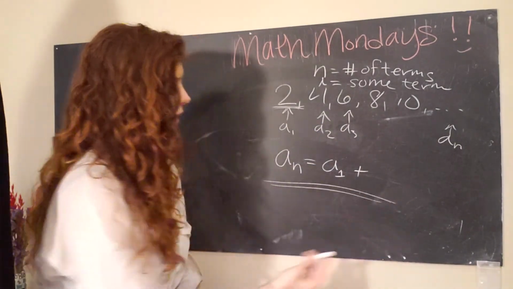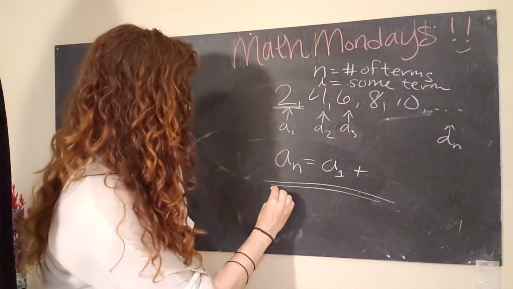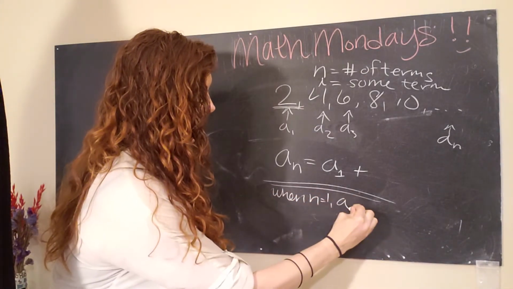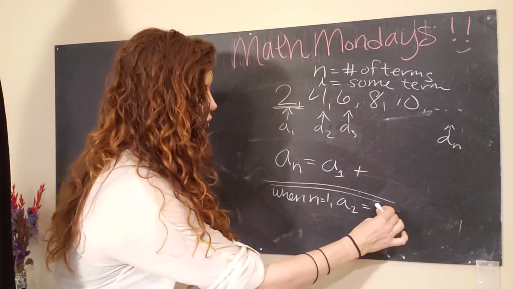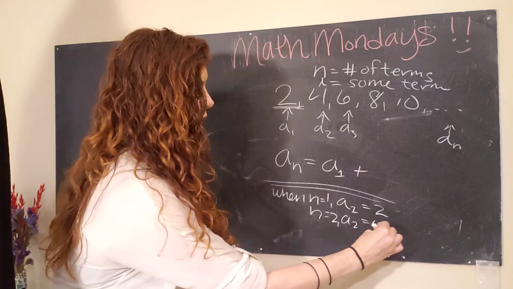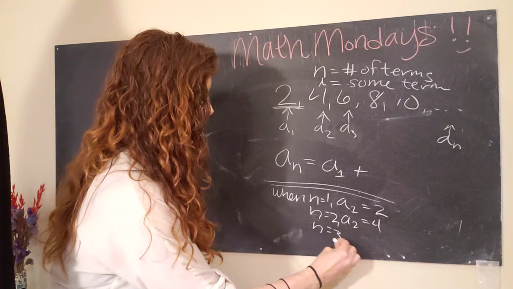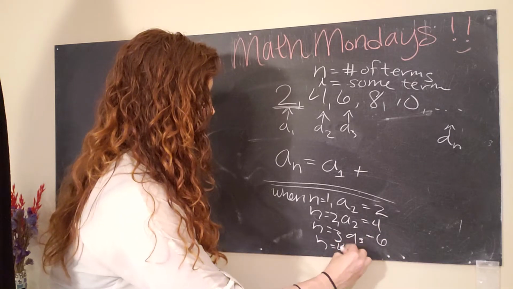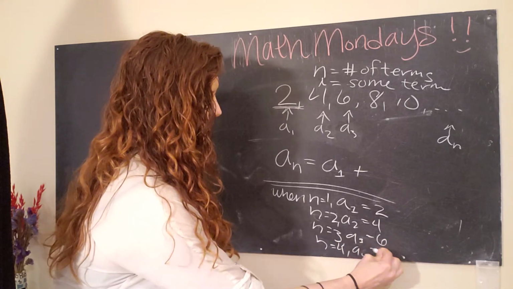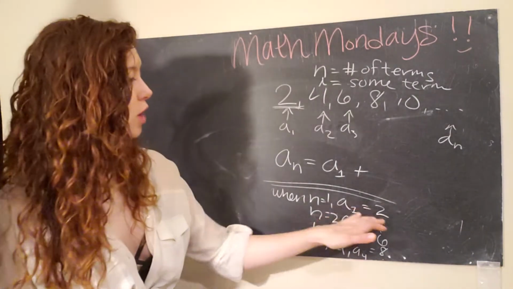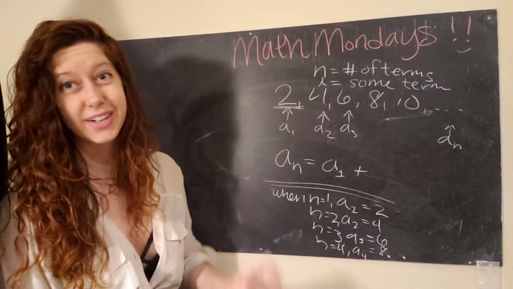Well, let's start by looking at how the pattern works. When n equals 1, a1 equals 2. When n is 2, a2 is 4. When n is 3, a3 is 6. And let's just do one more with my crooked handwriting. a4 is 8. It's an equal sign.